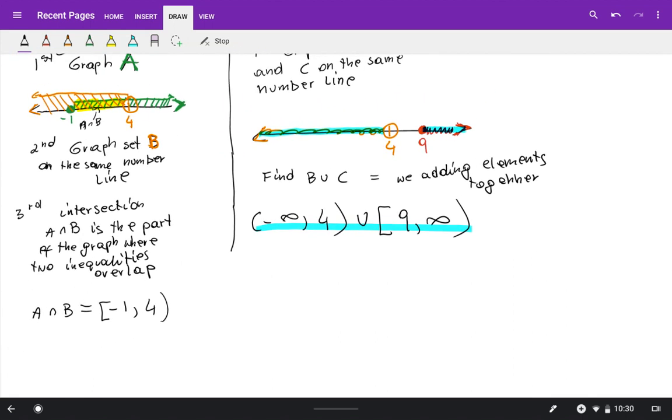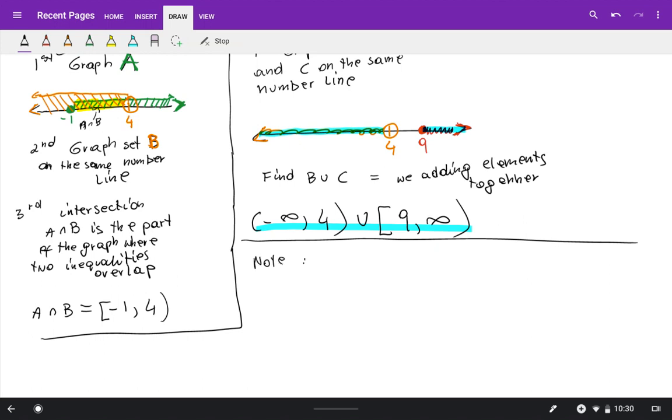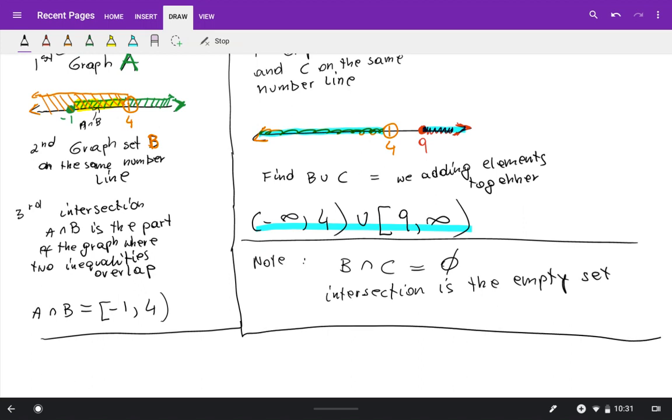Okay, let's do example C. If I will ask you here, I would just add it. So this is extra. Okay, so note here to example B. If I will ask you what is intersection, B intersect with C, like you see, we don't have any common elements. So in this case will be empty set. Okay, so intersection is the empty set in this example.